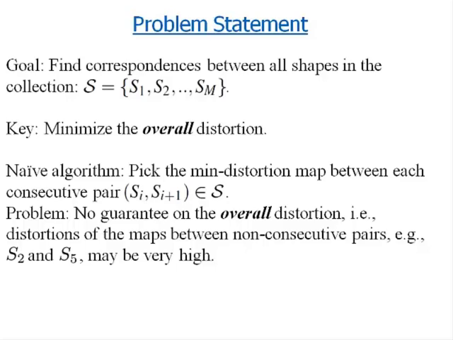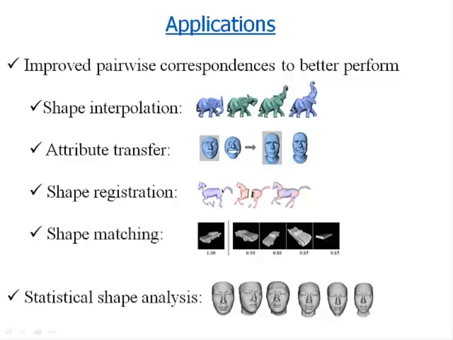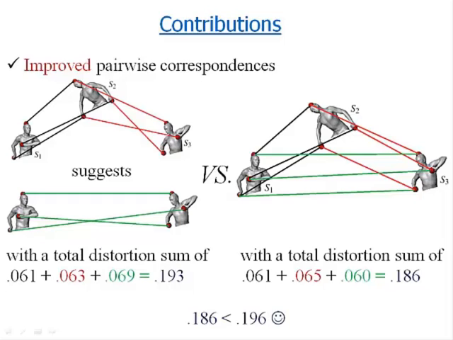But there is a problem. There is no guarantee on the overall distortion, because distortions of the maps between the non-consecutive pairs like S2 and S5 can be very high, because I don't have any explicit control on them. I just have explicit control on the consecutive pairs. So this is where our algorithm kicks in. And we explicitly control all shapes efficiently with dynamic programming. This is a good thing to work with, because it leads to cool graphics applications like them. You all know them, so let's go.